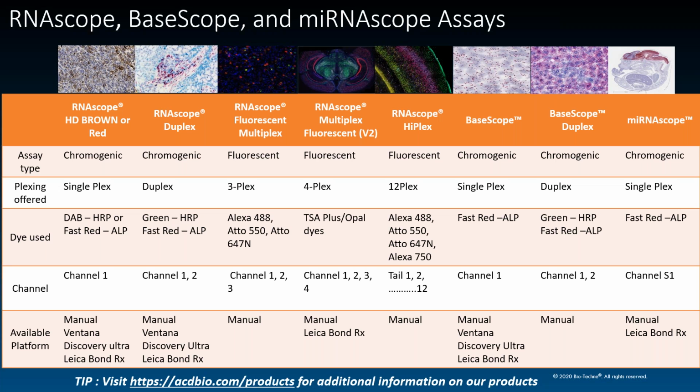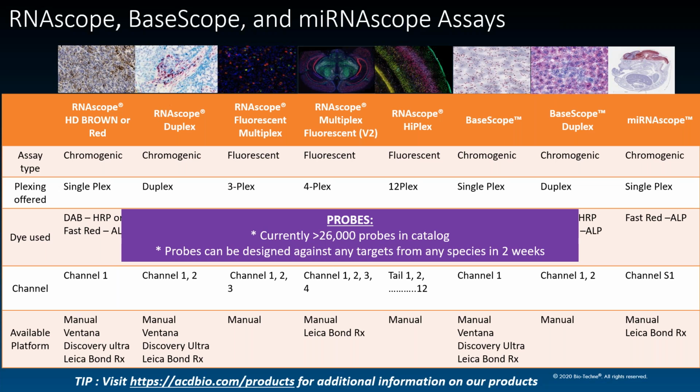Finally, expanding our product portfolio, not only do we have assays to detect mRNAs, long non-coding RNAs, short target splice variants, and point mutations, but we now have the miRNAscope assay for the detection of microRNAs, small interfering RNAs, antisense oligos, or other smaller RNAs as low as 17 nucleotides in length. As of today, we have over 26,000 unique target probes in our catalog. Custom probes can also be designed against any targets from any species in as little as 2 weeks.